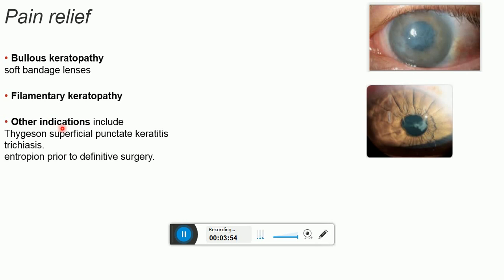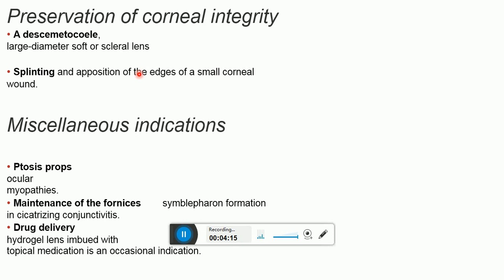Other indications of contact lens include Thygeson superficial punctate keratitis, in which there is pain, and protection of the corneal epithelium from aberrant lashes in trichiasis. Also used as a temporizing measure in entropion prior to definitive surgery. Other uses are preservation of corneal integrity. For example, in a descemetocele, it can be temporarily kept with a tight-fitting large diameter soft or scleral lens to prevent perforation and encourage healing.